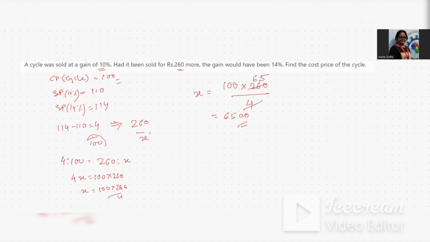So very simple. Otherwise, I would have had to find it by taking x, and there would be a bit of confusion. If you wish, I can always show you in that way. That would have been a very lengthy process, but this is quite easy, and this can be done. Next.